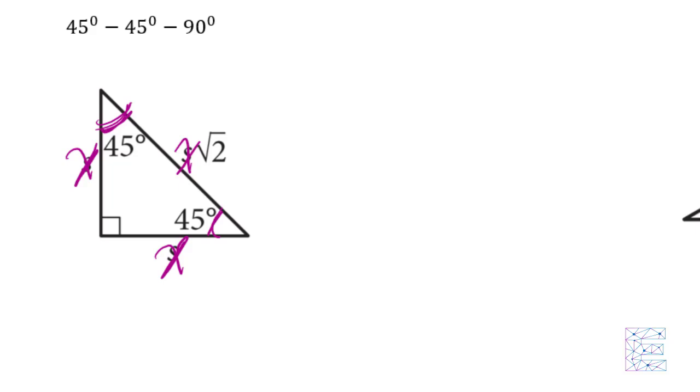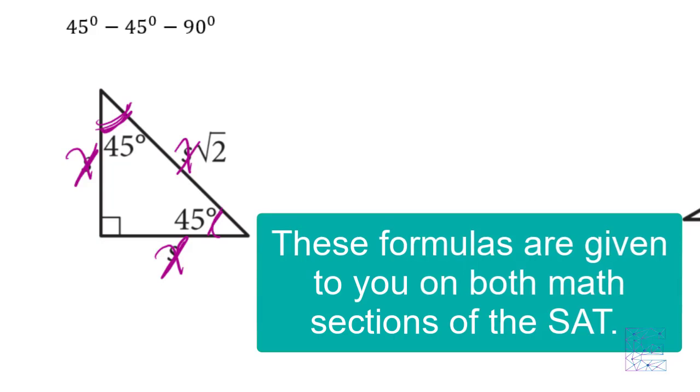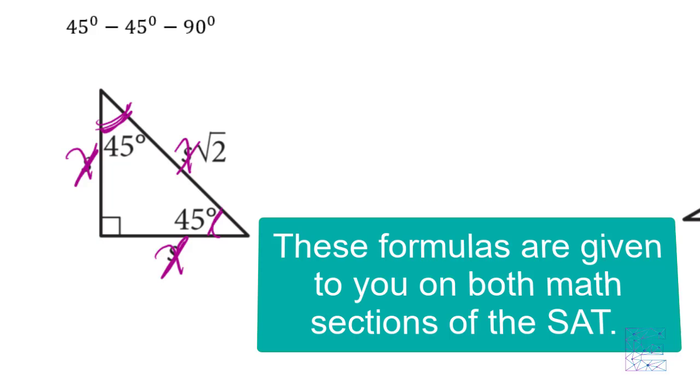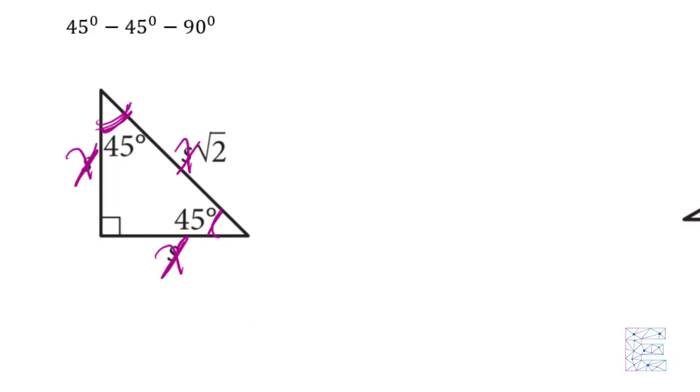Now here's the good news for the SAT test takers. These special right triangles are given to you on the front page of each math section. If you're taking the ACT, you're not so lucky. You have to know these formulas because they're not given to you on that test. And so pay close attention on how you would find a missing side.